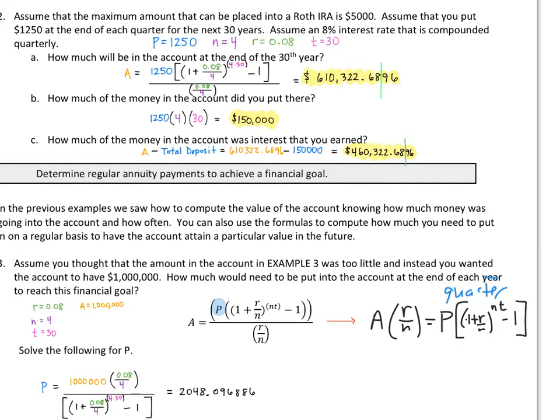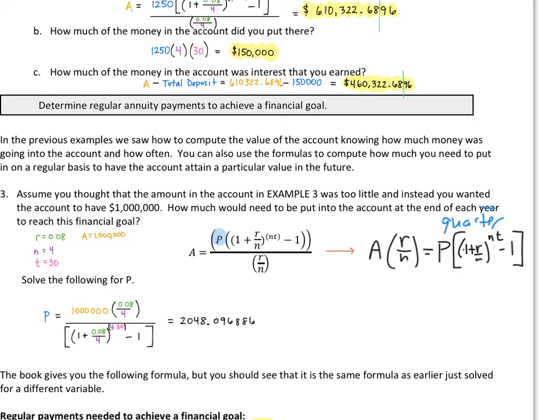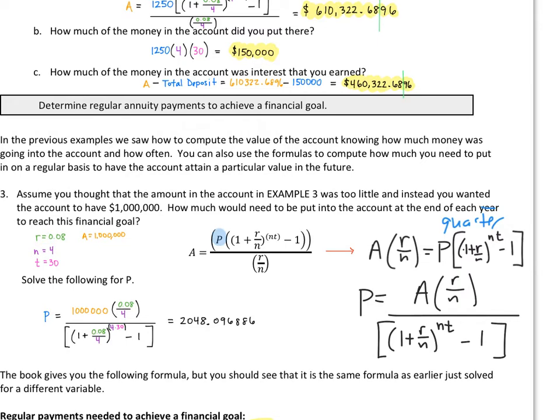And now how do we get P by itself? We're just going to divide by that quantity. So P is really equal to A times R over N, all divided by this quantity of 1 plus R over N to the NT minus 1. So that's how we would get our P value. Make sure you have this formula on your note sheet as well.